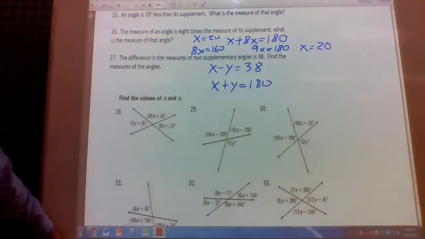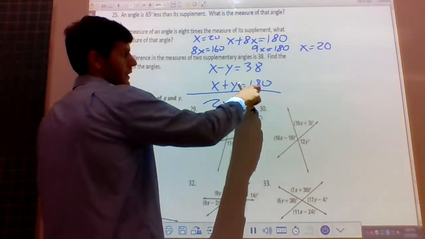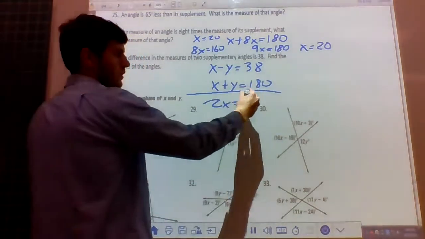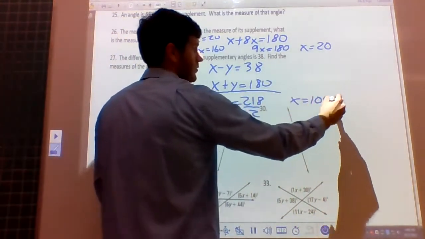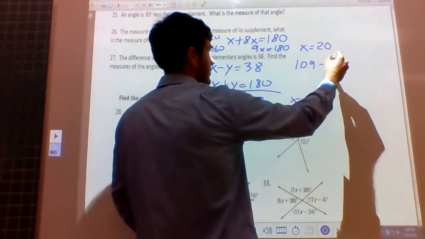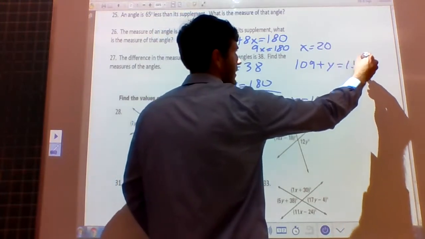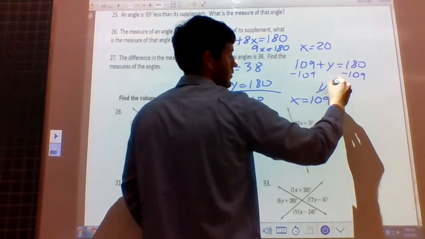That's not going to make sense, is it? The difference in the measure of the two supplementary angles is 38. If we added, okay, it'd be 2x, yeah. So if we add these together, we get 2x, 218. Then we can divide by 2. So we get x equals 109. Then we can plug it into the other one. So 109 plus y equals 180. Subtract 109, we get y equals 71.